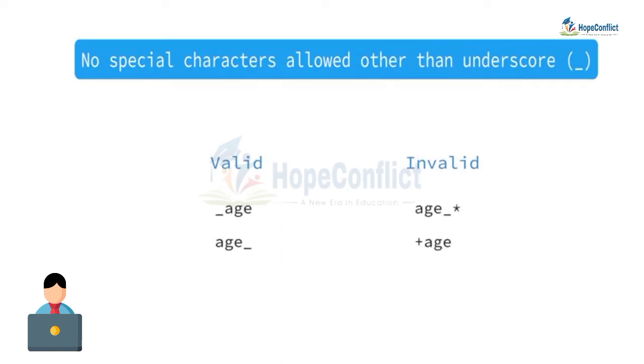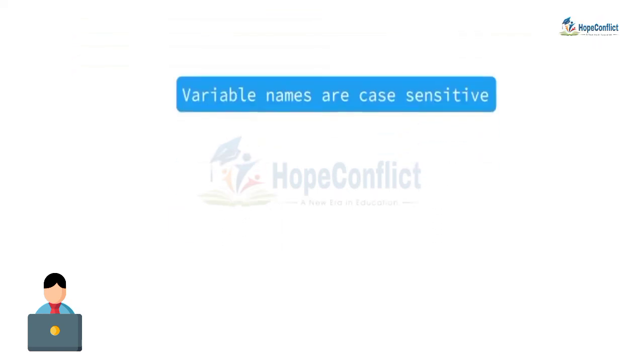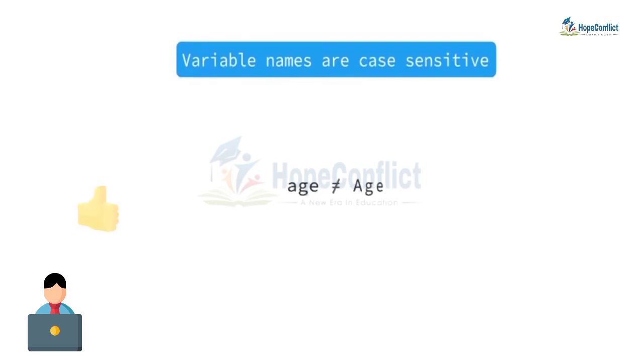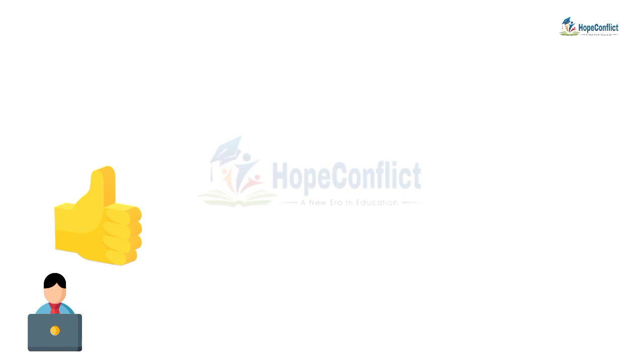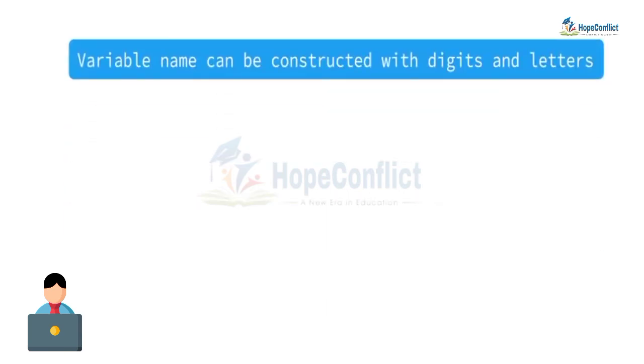And one more important point about variable names is that they are case sensitive. So small a g e is not equal to capital A G E. And a variable name can be constructed as a combination of digits and letters. Some examples are age1, age2, etc.